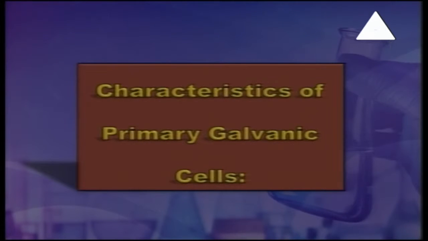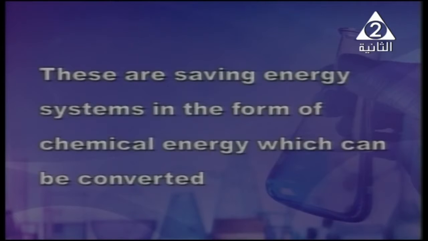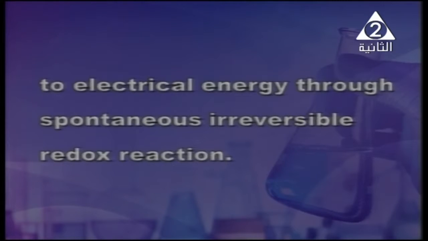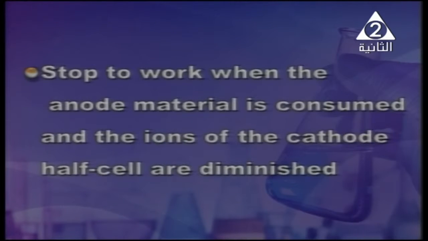Characteristics of primary galvanic cells. Number one, these are systems saving energy in the form of chemical energy, which can be converted to electrical energy through a spontaneous irreversible redox reaction. Number two, they stop working when the anode material is consumed and the ions of the cathode half cell are diminished.